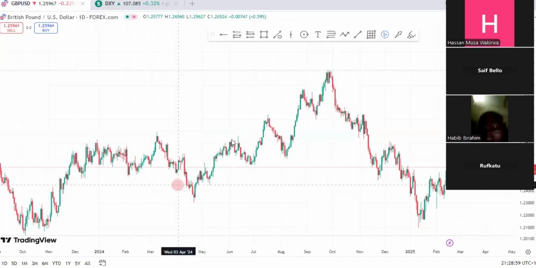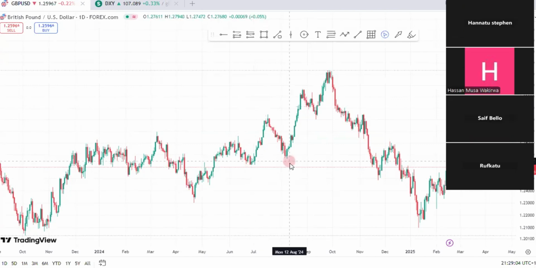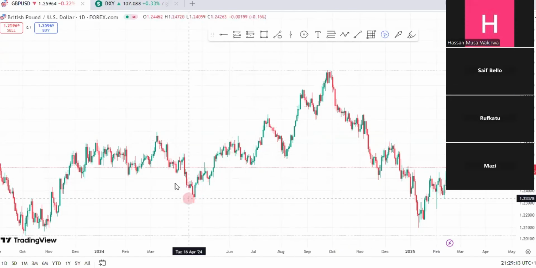That is a structure that is forming higher highs, higher lows, higher highs, higher lows, higher highs, higher lows. This is to tell you that generally this market is bullish. But if you look at the market, you won't really see clear structure. This is a daily time frame.